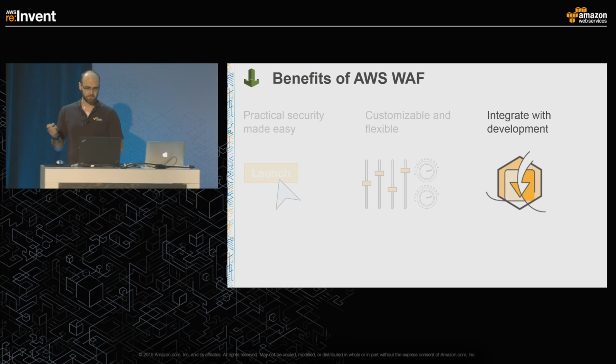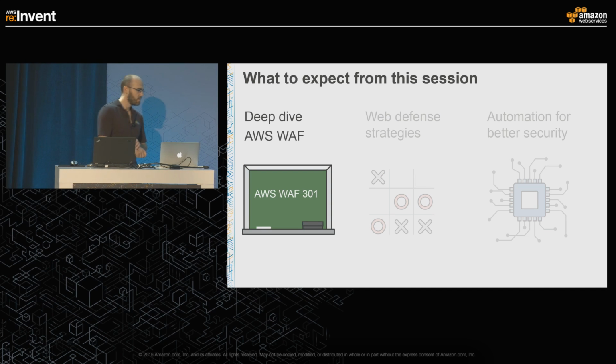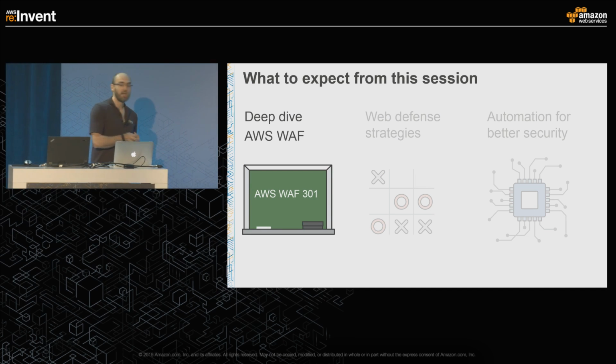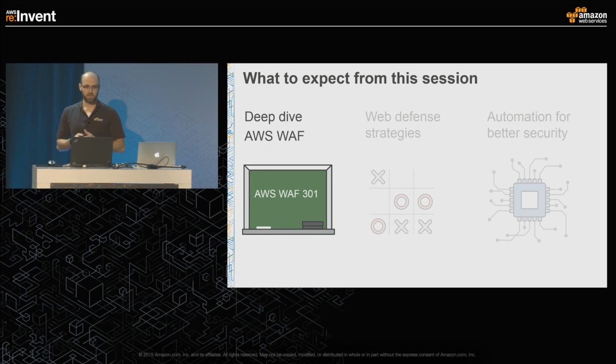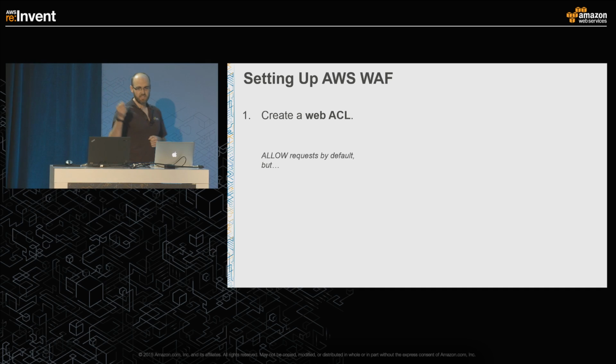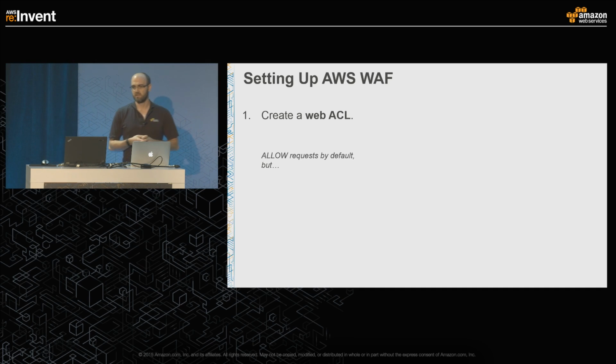production. All right, now that you've got a bit of background about why we decided to build WAF, I'll show you how the system works. So to set up AWS WAF, you first need to create something we call a WebACL.